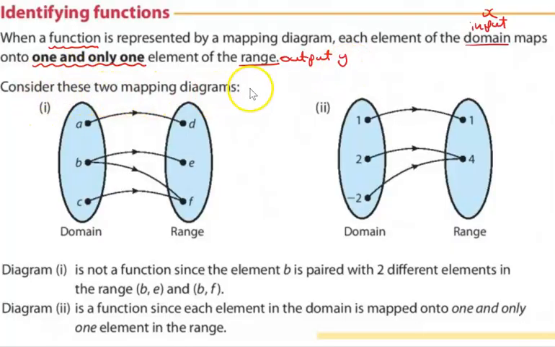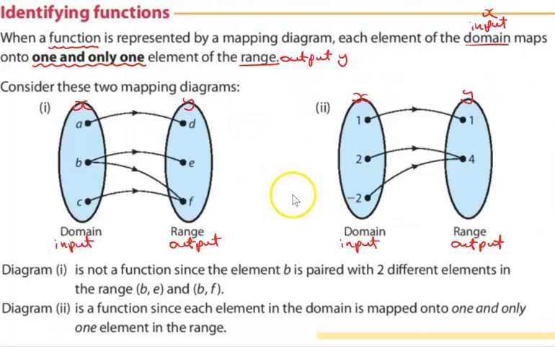So consider these two mapping diagrams. So we have a domain and a range, and on the next one we also have a domain and a range. Now in the first one we've got letters, in the second one we've got numbers, but that doesn't make any difference. So we label our domain as x and our range as y, and we also label domain as input and range as output. So lots of similarities so far.